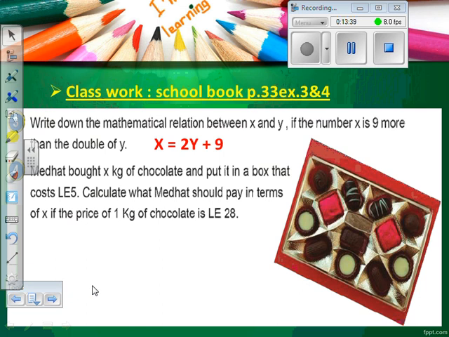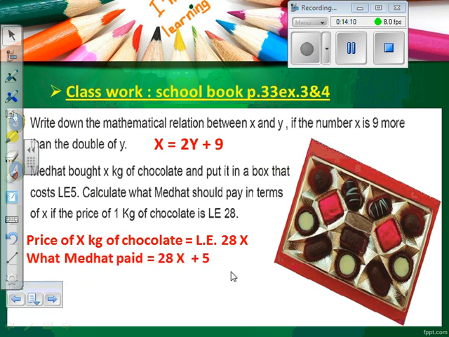In this exercise, we need to know that Medhat bought X kilograms of chocolate. The price of 1 kilogram, only 1 kilogram, is 28. So the price of X kilograms of chocolate will be 28 times X. Or can I write it as 28X because the multiplication sign is invisible? Yes, I can.